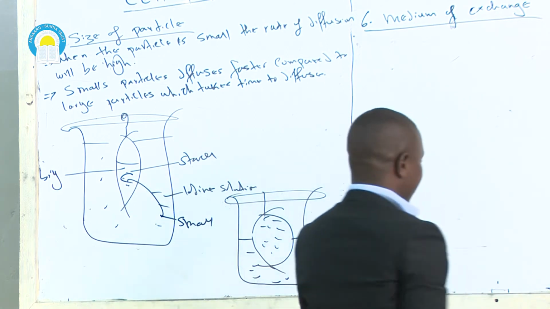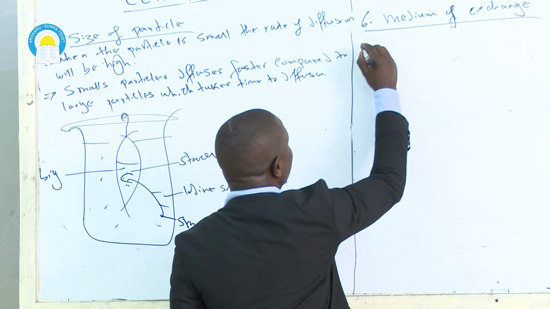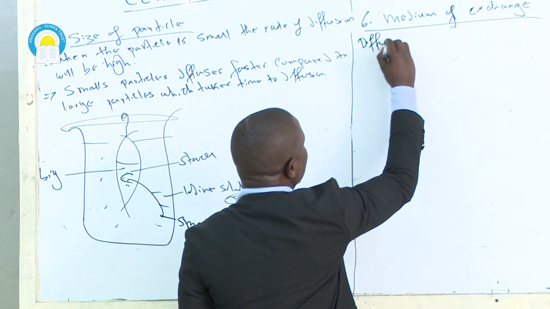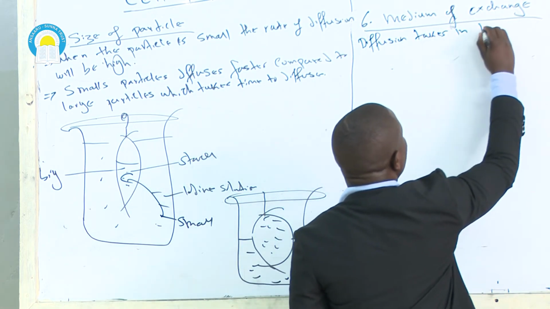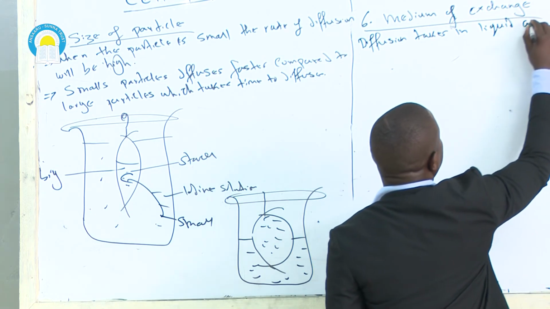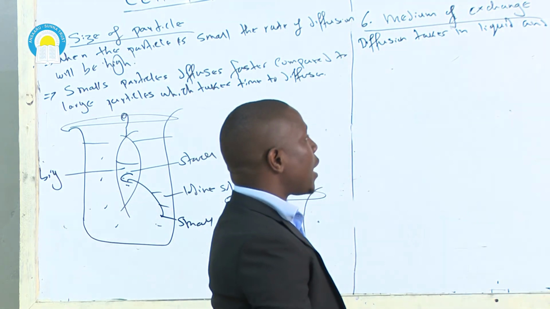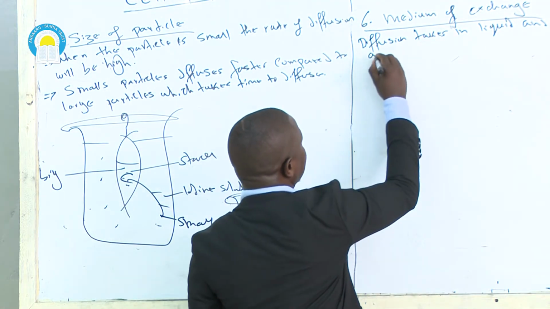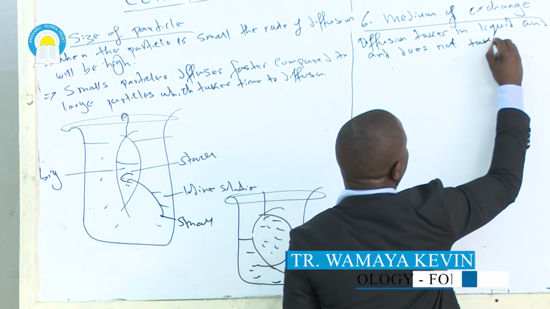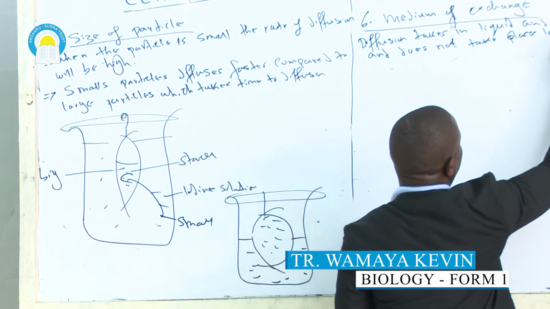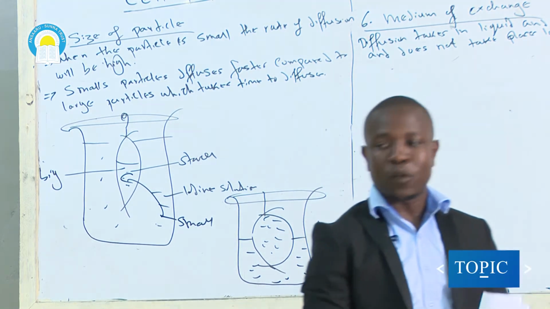Medium of exchange. So under medium of exchange, we have two. Diffusion takes place in liquids and gases and does not take place in solids. Get it right, diffusion does not take place in solids.